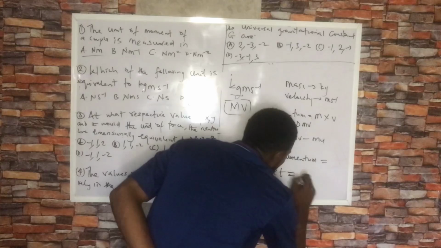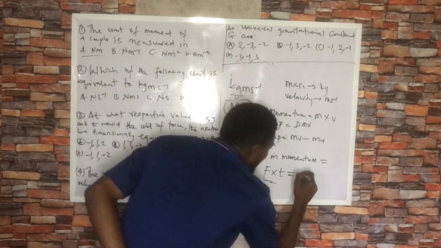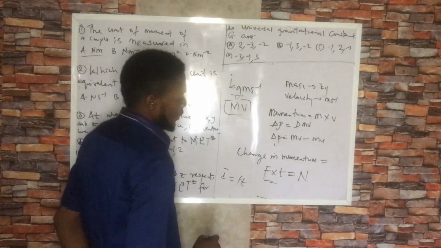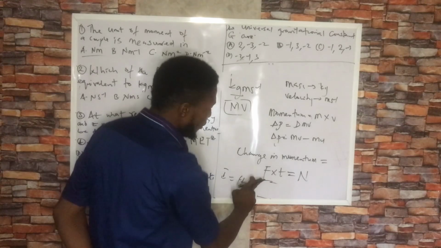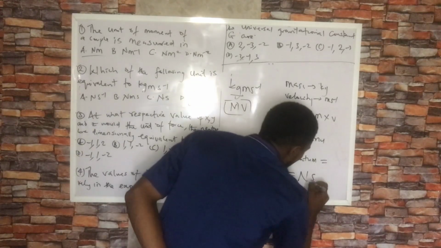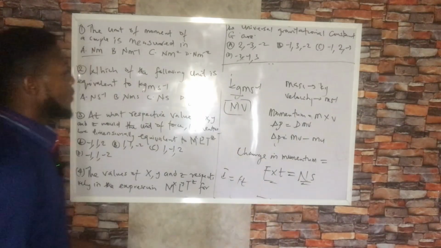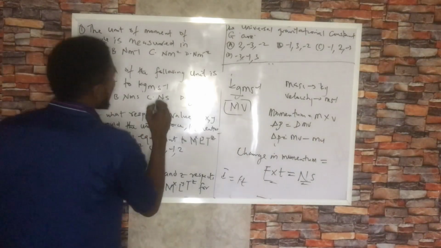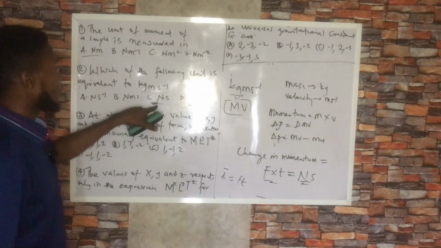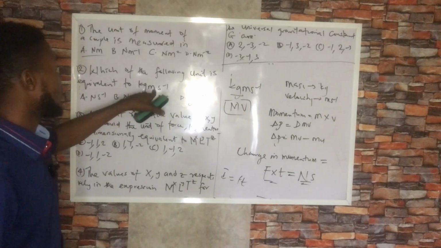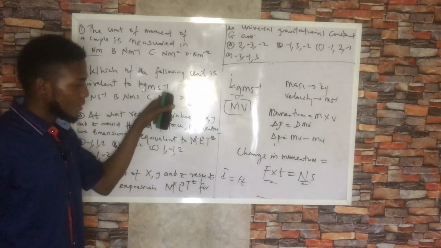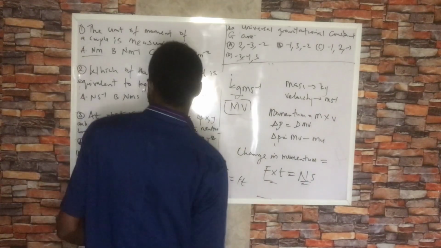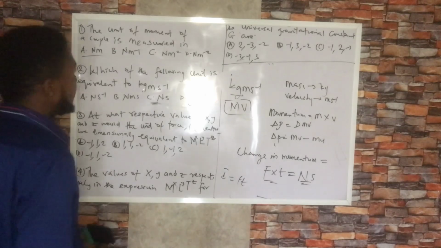So it's as simple as saying, what's our force measured in? Force is measured in Newton, and time in seconds. You get it now? So that's why option C is correct here. Newton second is similar to kilogram meter per second. So this is it. Then the next question.